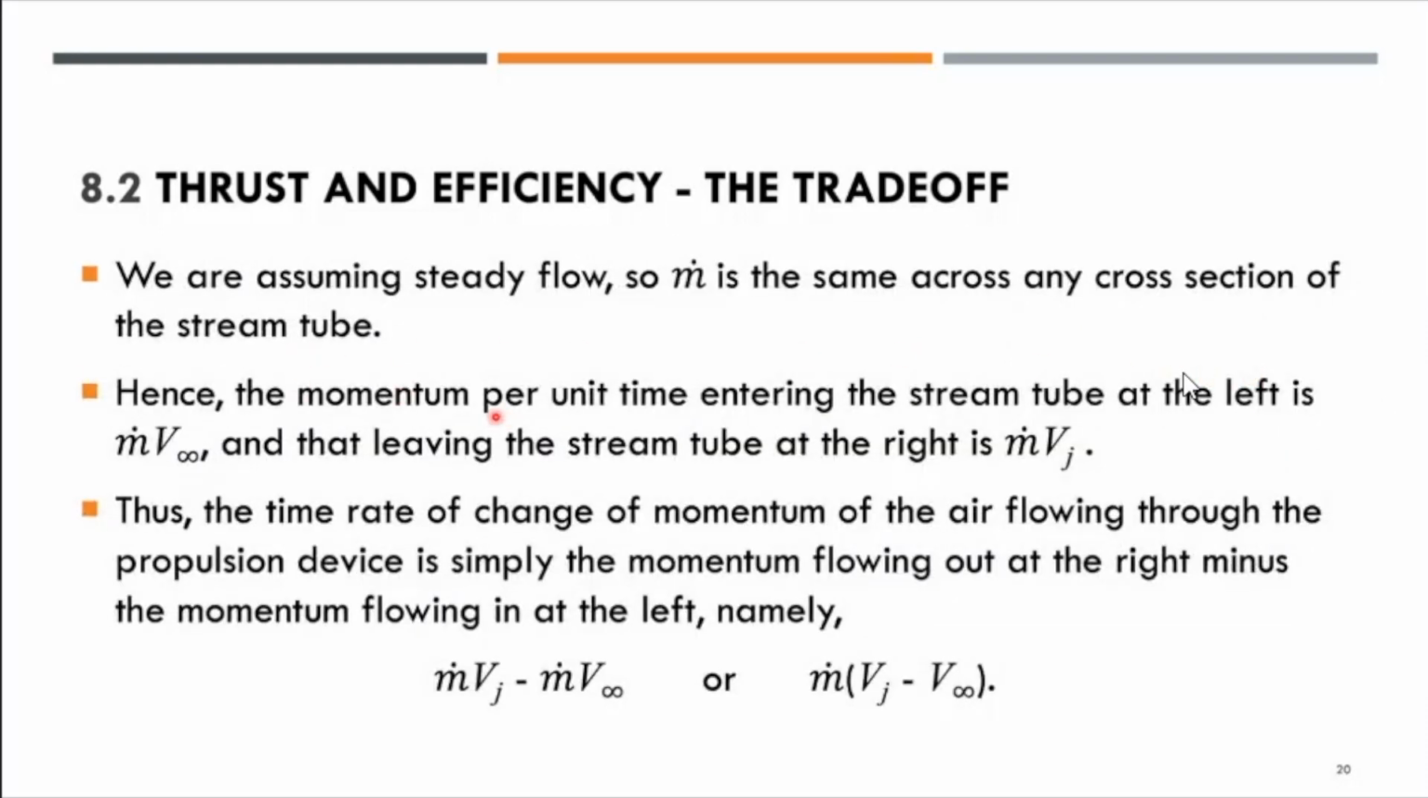Hence, the momentum per unit time entering the stream tube at the left is m dot V infinity, and leaving the stream tube to the right is m dot Vj, the jet velocity. The time rate of change of momentum of the air flowing through the propulsion device is simply the momentum flowing out to the right minus the momentum flowing in at the left, namely m dot Vj minus m dot V infinity, or m dot times the difference between Vj and V infinity.